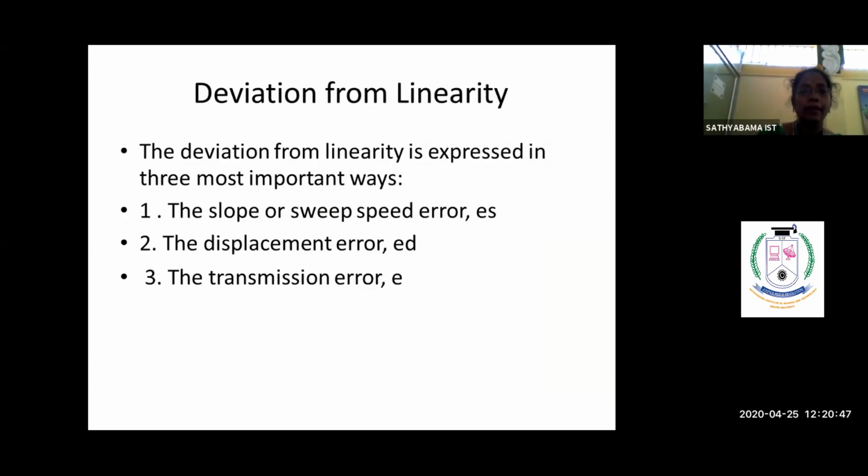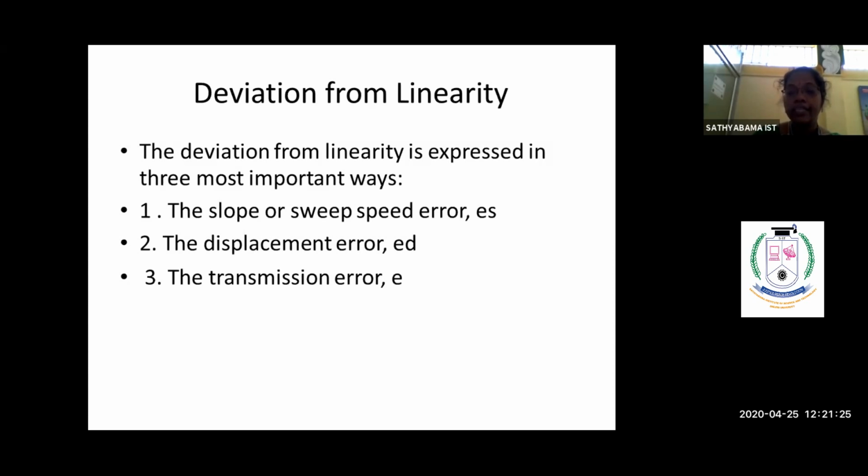Then we have some deviation. Though we are satisfying this time-based generator condition, we have some deviation from linearity. The deviation from linearity is expressed in three most important ways. What is that? First one, the slope or sweep speed error. What is meant by slope or sweep speed error? A sweep must always be linearly increasing with respect to the time period. So it is defined as the rate of change of sweep voltage with time, which must be at a constant level. So the deviation from linearity is defined as the slope speed error.